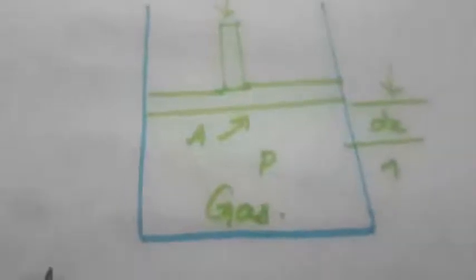It is reduced by dx. The area will be represented as A, and the pressure will be P. It is a gaseous system, gas molecules. When the force is applied on that piston, the volume will be reduced. So the pressure will change and the volume is also reduced.